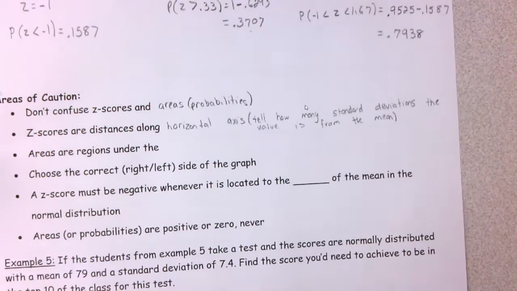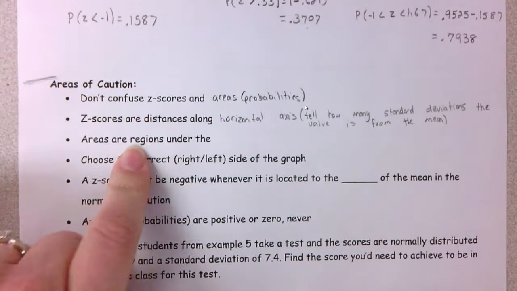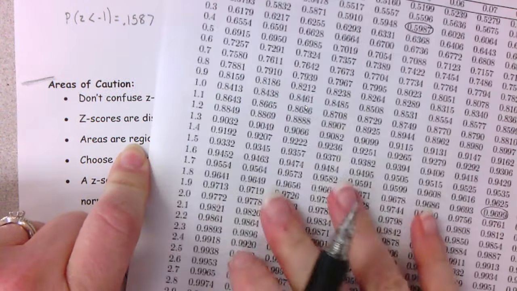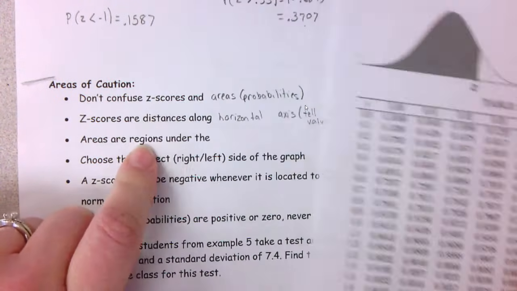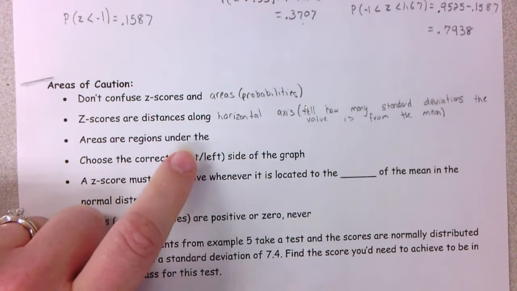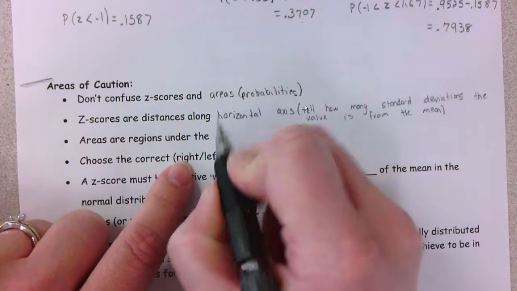Okay, so the z-score lets me know how far away from the mean it is, it does not tell me the probability. The area, which are the numbers we get from the table, somebody a long time ago figured out all these numbers. Those numbers are the regions under the graph, and the areas are the regions under the normal curve.